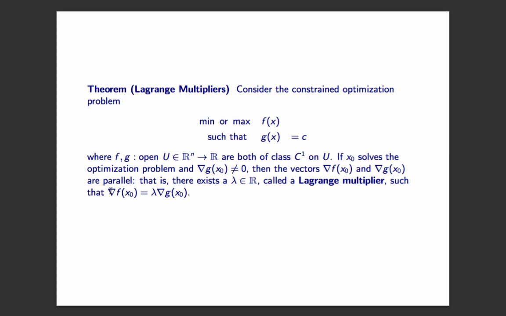But if we find a value x naught that satisfies the Lagrange multiplier condition, how do we know whether it's a minimum or a maximum or just a saddle point? In other words, a place that satisfies the first order condition but is neither a min nor a max. Well, let's start by working out an example.